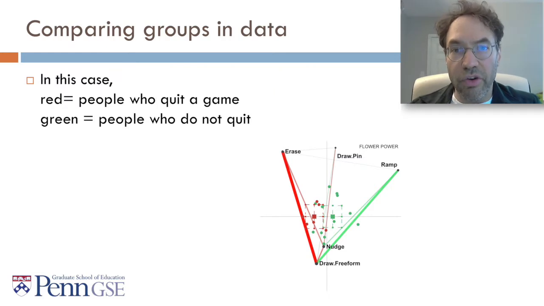Now, the two colors in the data allow us to compare groups in the data. So in this case, red signifies people who quit a game, and green signifies people who don't quit. And so we can use this graph to study the difference in behaviors and interrelationships between them, between people who quit a level and people who don't quit a level.